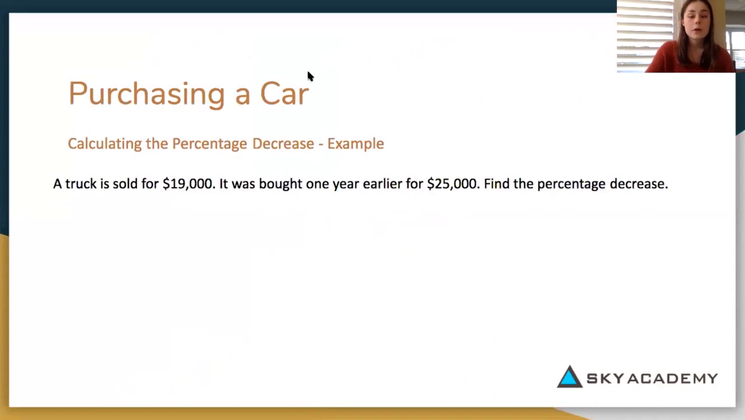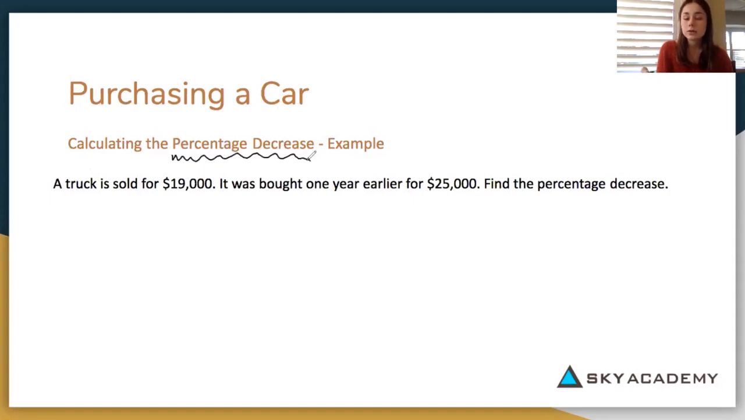So we know that a car is not an investment. Every year that you own a car, it decreases in value. So say you buy a car worth $20,000. When you go to sell it 5 years later, it might only be worth $8,000. So we know that it is a percentage decrease. The car is decreasing in value. So we're going to have a look at this question where we're going to use percentage decrease.